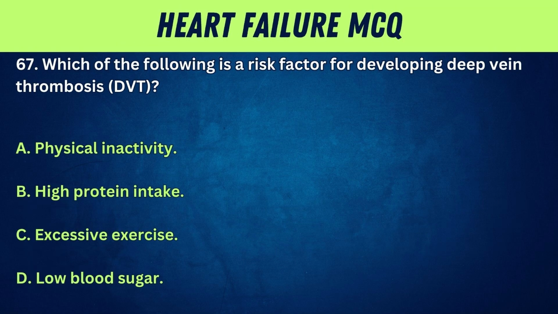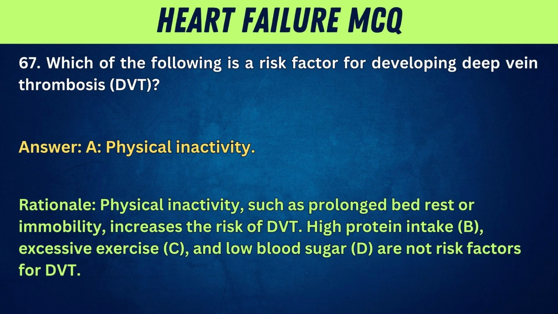67. Which of the following is a risk factor for developing deep vein thrombosis, DVT? A, physical inactivity. B, high protein intake. C, excessive exercise. D, low blood sugar. Answer: A, physical inactivity. Rationale: physical inactivity, such as prolonged bed rest or immobility, increases the risk of DVT. High protein intake, B, excessive exercise, C, and low blood sugar, D, are not risk factors for DVT.